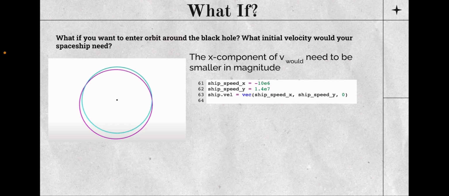And now, when we ask the question, what if you wanted to enter orbit around the black hole? What initial velocity would your spaceship need? We can answer it by saying specifically the x component of the velocity would need to be known, and it would need to be of a smaller magnitude in order to have a stable orbit instead of an escaping trajectory.